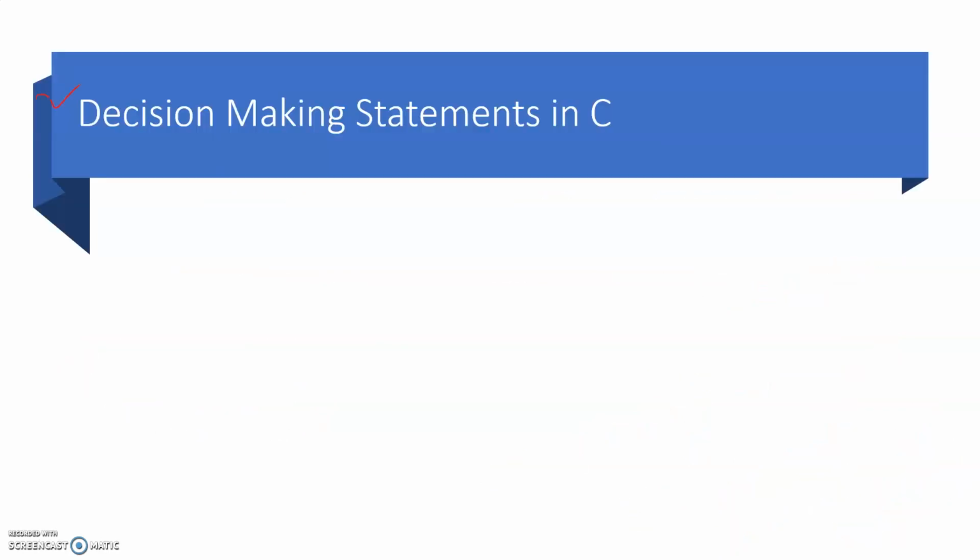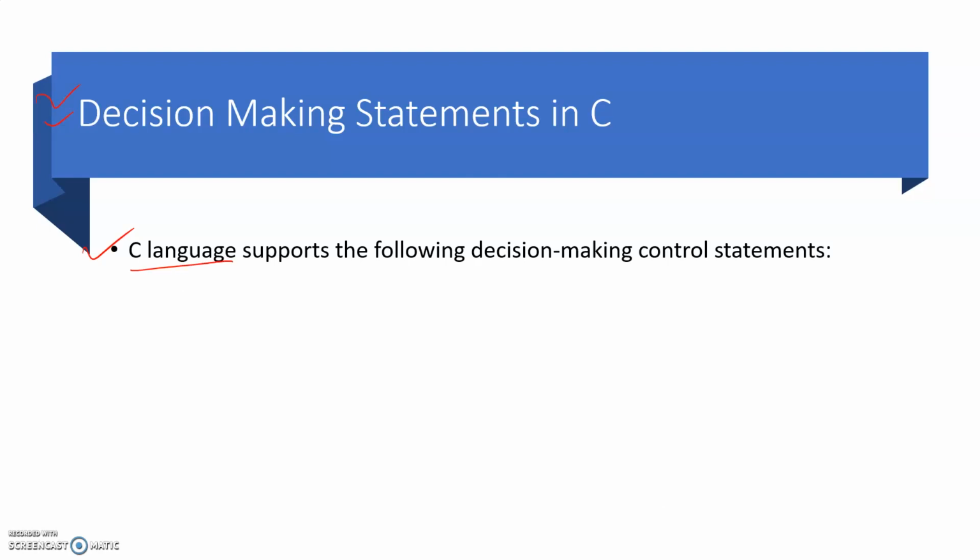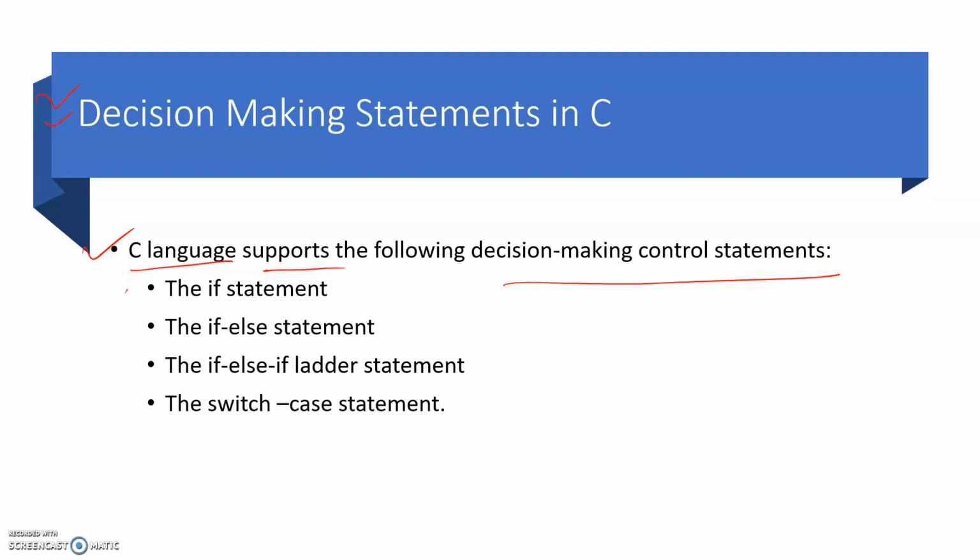So, C programming decision making statements: the C language supports decision control statements. All in all, there are 4 different types of decision making statements given in the C language. The first one is the if statement. It is also referred to as the simple if statement.